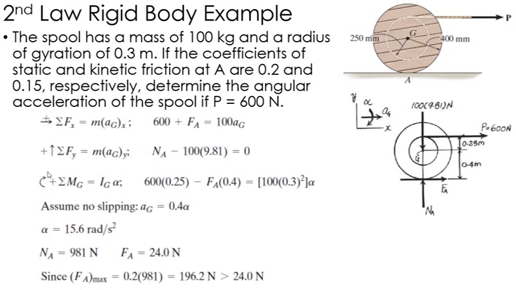So again, just sum the forces in the x and y, sum the moments about G. Make an assumption about your friction, solve, and then prove that the friction is correct.